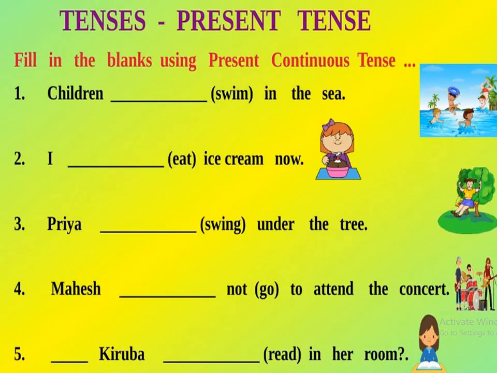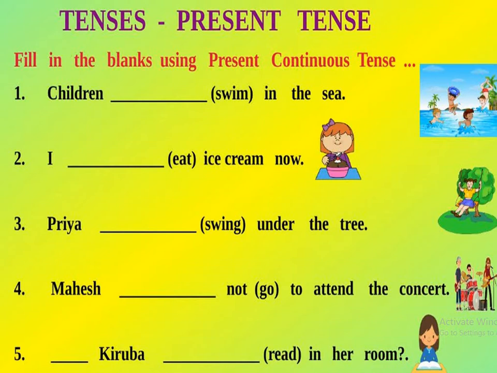Here is a simple exercise, children, which I would like to discuss with you all. Here you have to fill these 5 sentences with the present continuous tense. Children dash in the sea. Now children is a plural subject, so along with plural you are going to use are. Children are, and swimming will be the ing form of the verb, right? So the sentence will become children are swimming in the sea.